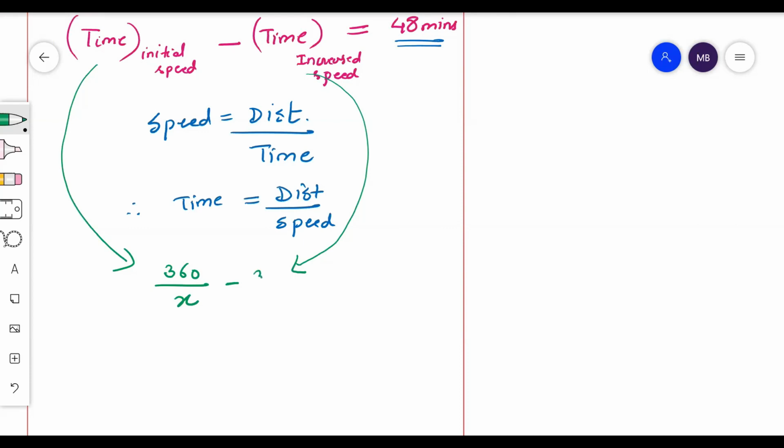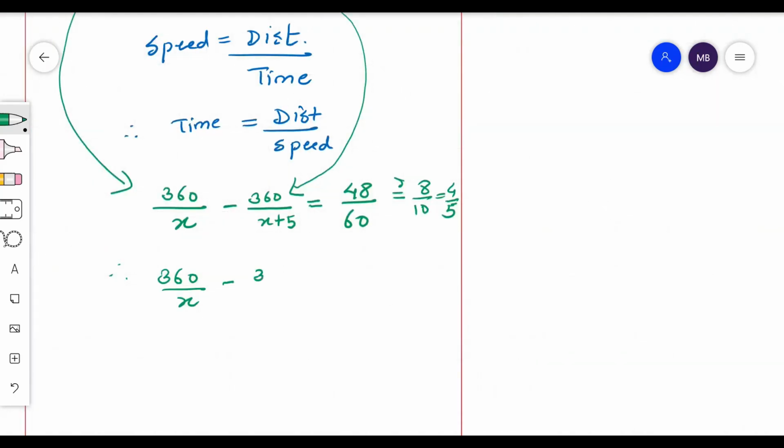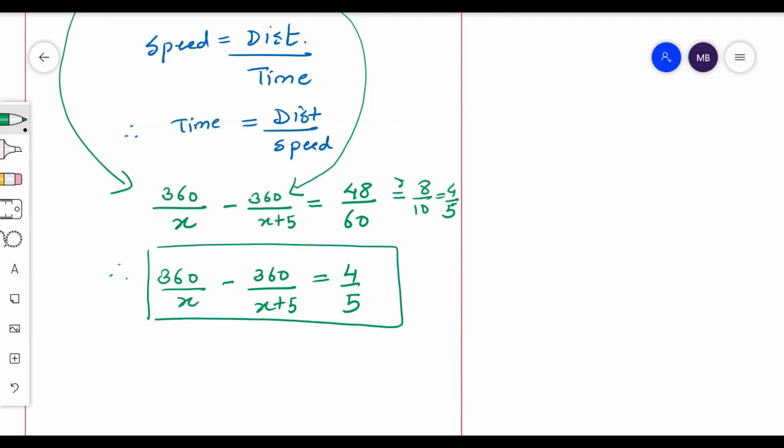So time taken with increased speed, again distance upon speed. Now speed now is x plus 5. This is equal to 48 minutes divided by 60. So what is this going to be? We know that it is 8 by 10, this is 4 by 5. So this is 4/5 of an hour. Okay, so the equation now is 360 upon x minus 360 divided by x plus 5 equal to 4 upon 5. This is your equation.